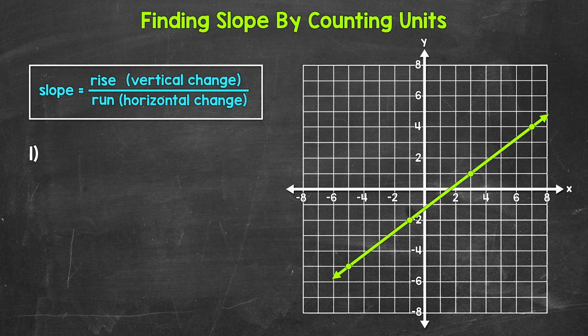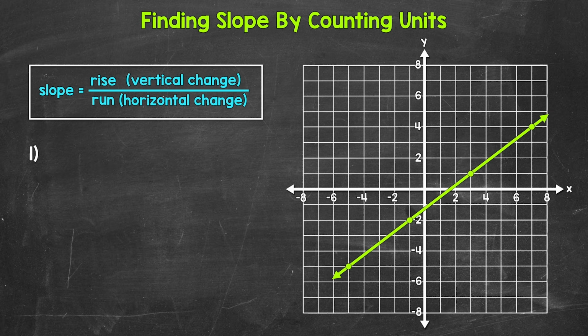Now remember, slope measures the steepness of a line, so how much a line goes up or down as it moves from left to right. Let's jump into number 1, where we need to find the slope of the line graphed on the coordinate plane. Looking at the line, notice that the line is moving upward as it's moving from left to right. This is what we call a positive slope.